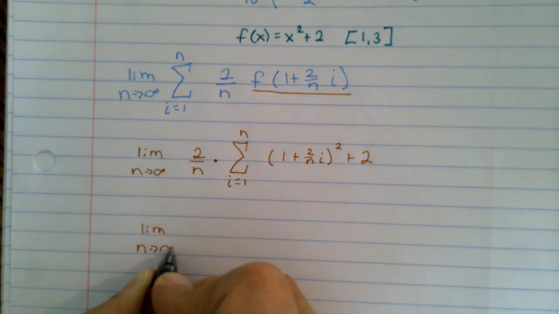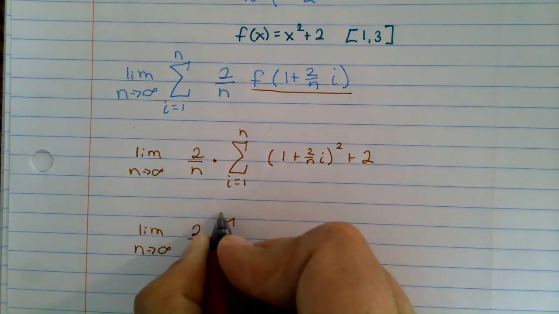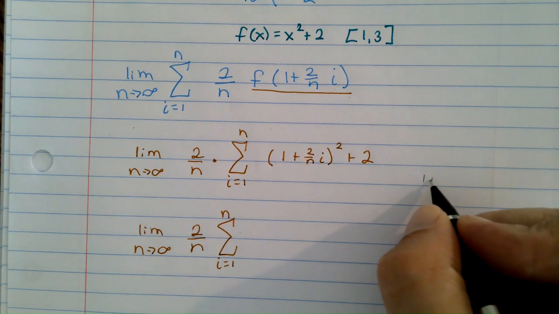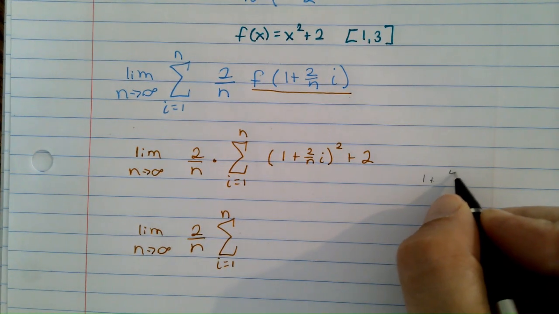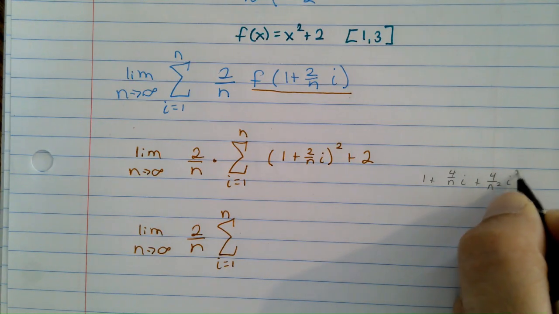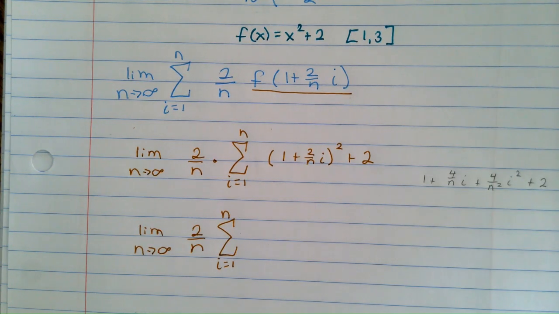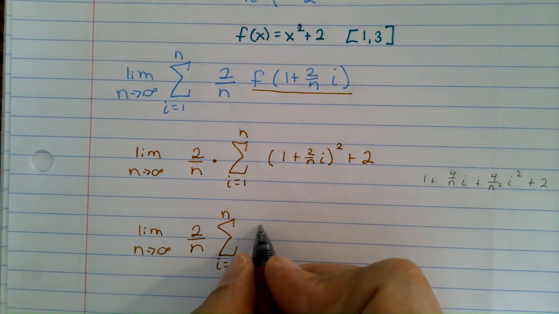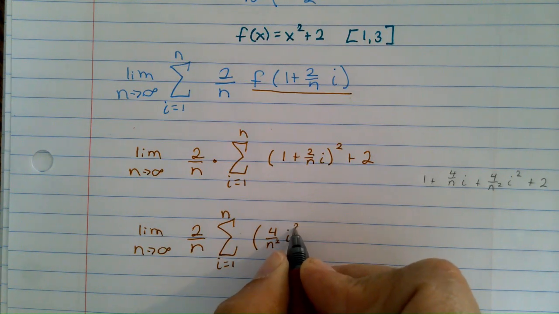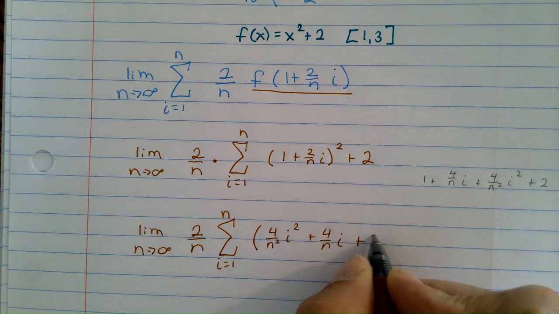Limit as n approaches infinity of 2 over n multiplied by the sum from i equals 1 to n. I'm just going to do this out to the side. If I FOIL that out, I'll get 1 plus 4 over n i plus 4 over n squared i squared, and then we'll have that plus 2. So if I add like terms, I'll have 4 over n squared i squared plus 4 over n i plus 3.